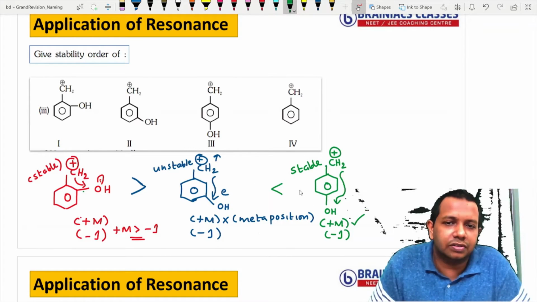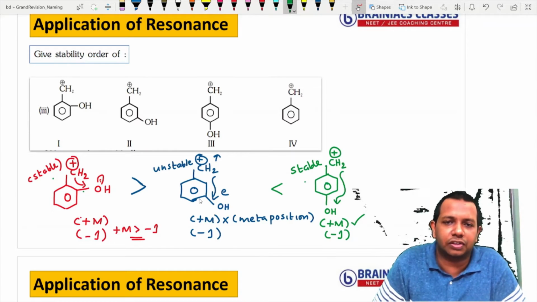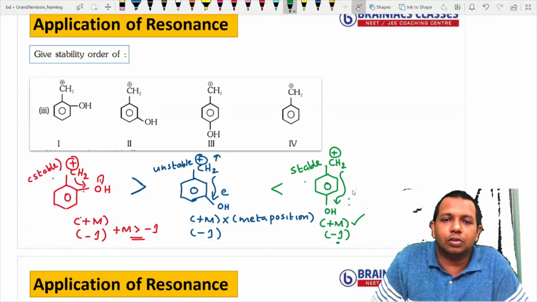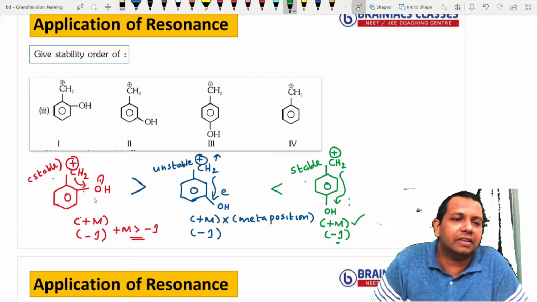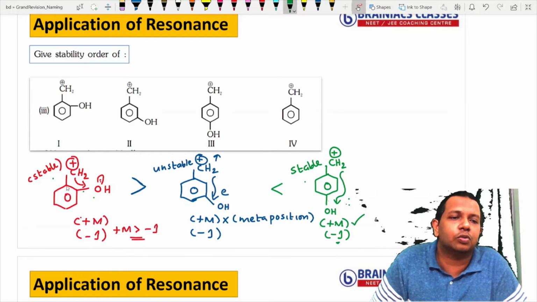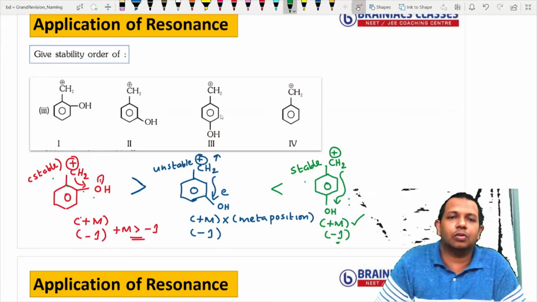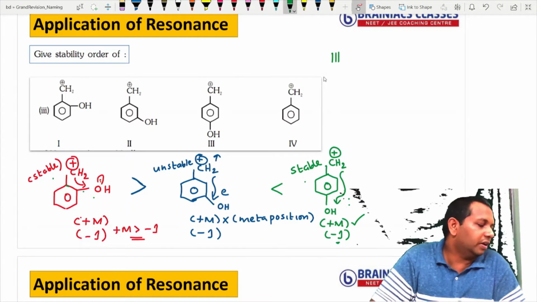Now comes the question, sir. The first one is also stable, the second one, the third one is also stable. Which is more stable? I will say the third one is more stable. Why? Because here the minus I effect is less. If the minus I effect on the positive charge is less, then there is more stability. In the other, the impact of the minus I effect is more because it is very close to the positive charge, and we know the inductive effect is distance dependent. So my order will be that the third one is the most stable, correct?